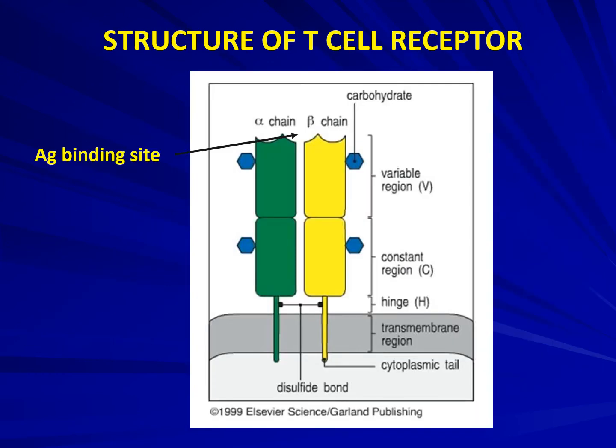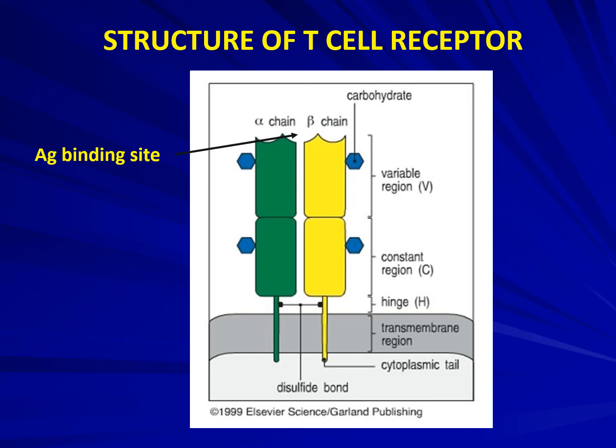Let's see the structure of the T cell receptor first and then let's see about the T cell maturation. So what is the structure of the T cell receptor? It has two chains, alpha chain and the beta chain. And it is this groove which is called the antigen binding groove. That is a part of the alpha chain and then a part of the beta chain. So antigen comes and binds at this part.